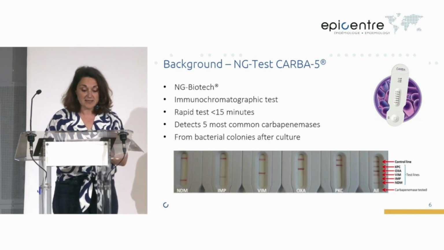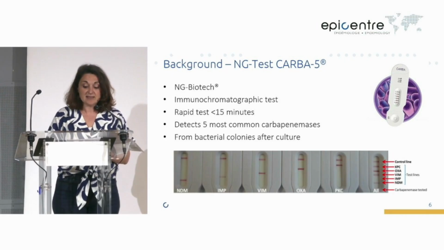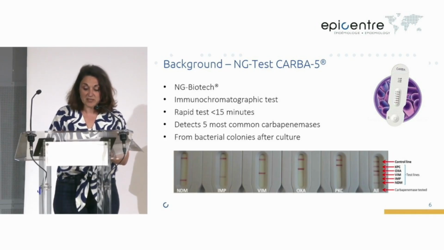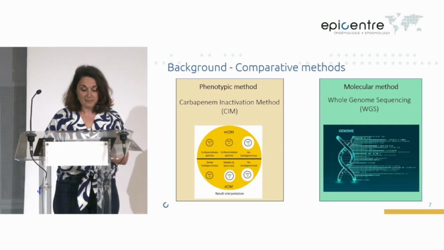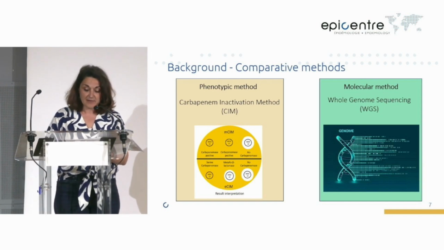So we'll look into this very simple lab test, which is called NG-Carba5. It detects the 5 most common carbapenemases from a bacterial colony, and you can observe 1 line per type. Now, the performance level, as published, is very good. However, it's never been used on African strains, and we think that maybe the performance could be different depending on the carbapenemases that are tested and the organism tested.